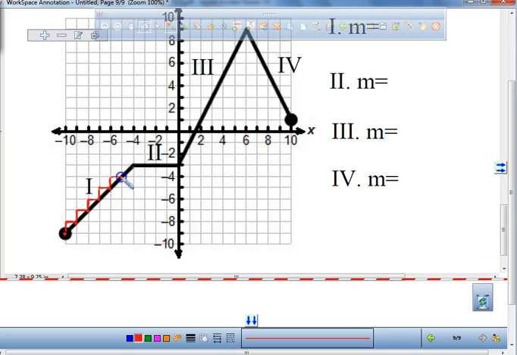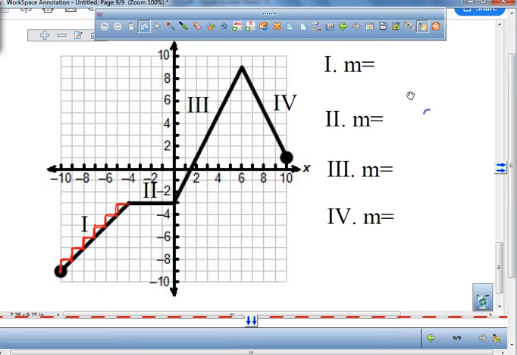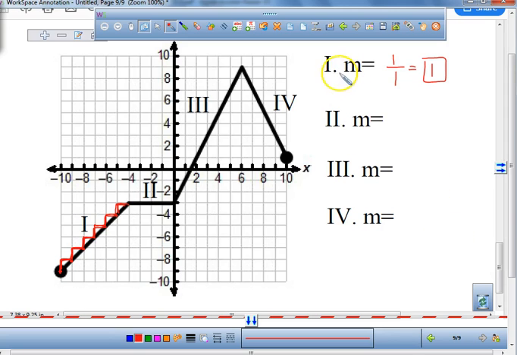Now, I'm going to call on one person who kind of gave it away at the very beginning. I'm not going to name any names, Tristan. Could you tell me what you were telling me to do? You said it was 1 over 1. What does that mean? Up 1? Do you see how it stays the same? That means the slope is constant. It's a constant rate of change. It is going up 1 and over 1. What's 1 over 1 equal? 1. That means in interval number 1, the slope is 1.